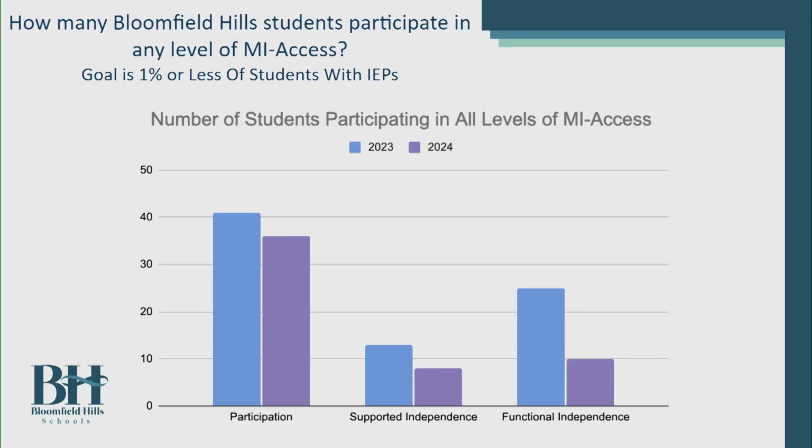And this is not any performance. This is just the number of students that participated in each level. And the state of Michigan has a goal of 1% or less of all students with an IEP taking one of these assessments. So you can see that Bloomfield Hills is working to decrease the number of students taking this assessment. So we are on the right track, or moving in the right direction.